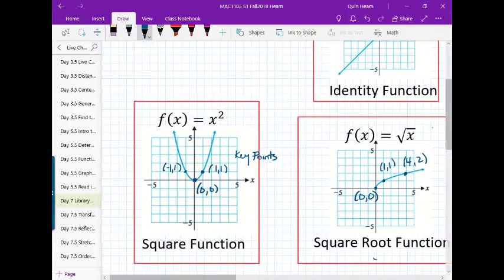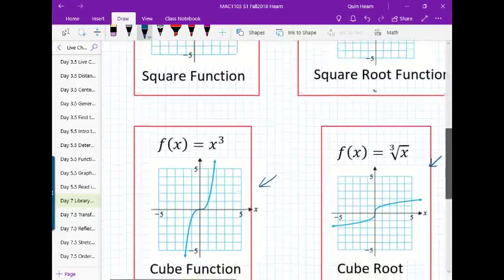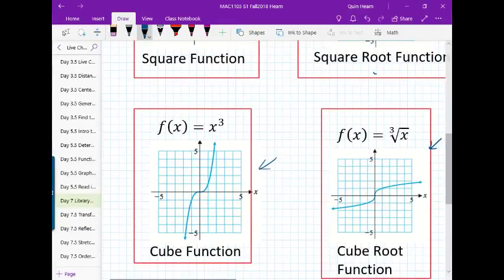Okay, so let's go down here. This is the graph of the cube function. It goes through (0, 0), (1, 1), and (-1, -1). Those are the 3 key points that I want you to plot every time you graph x cubed. You'll notice these 3 points actually lie on a straight line.